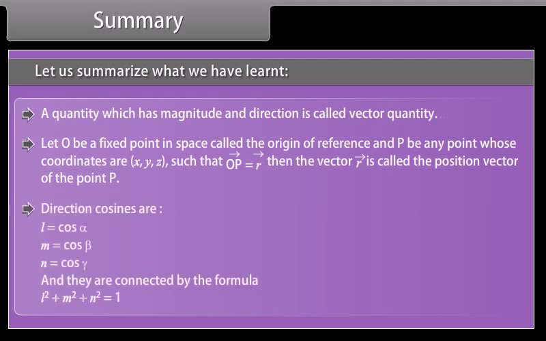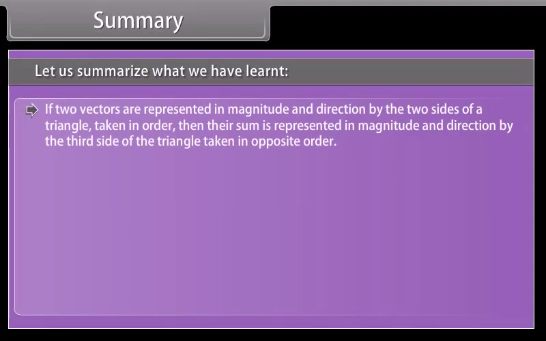Direction cosines are l equals cos alpha, m equals cos beta, n equals cos gamma, and they are connected by the formula l square plus m square plus n square equals 1. If two vectors are represented in magnitude and direction by the two sides of a triangle, taken in order, then their sum is represented in magnitude and direction by the third side of the triangle taken in opposite order.